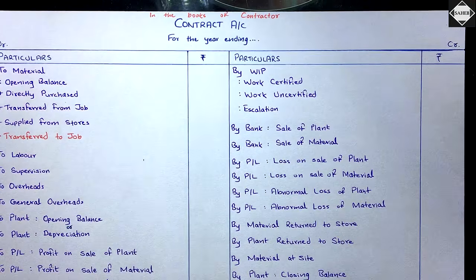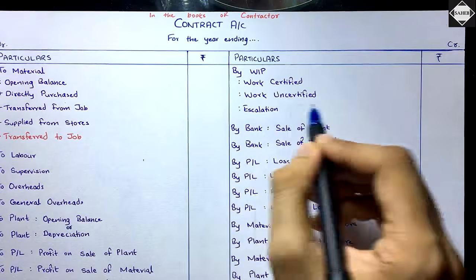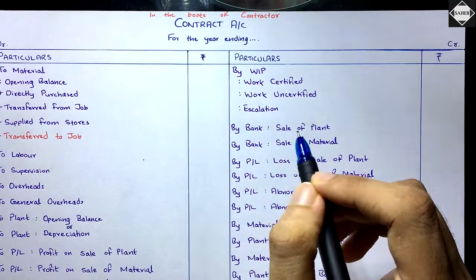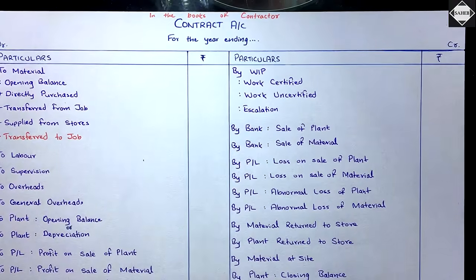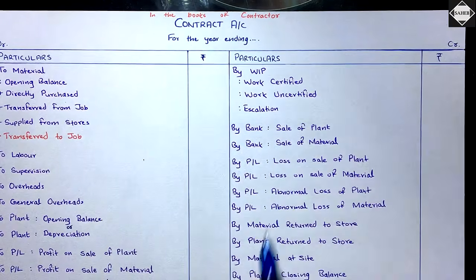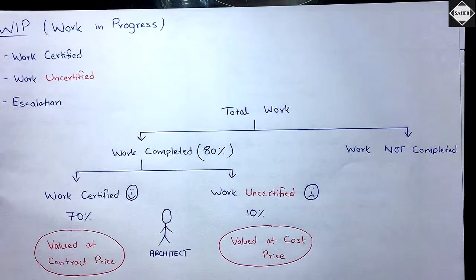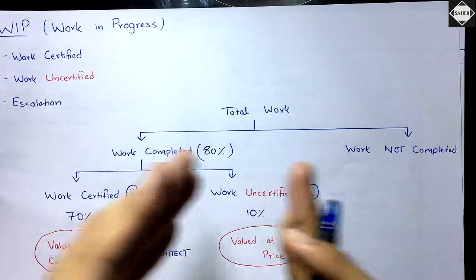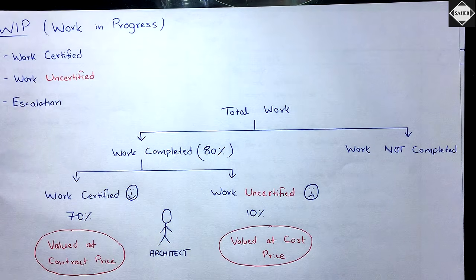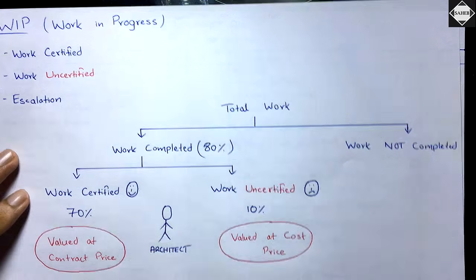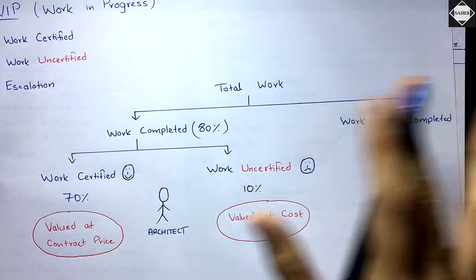Simple. Yeah, now here there are mainly three components of work in progress: work certified, work uncertified, and then this escalation. Now this escalation, we'll discuss later while solving the problem, don't worry. But first here, let's talk about what is work certified and work uncertified. Now see here, what will be happening is at the end of the year, some of the work will be completed and some of the work will not be completed. Whatever the total work is there of the contract, at the end of the first year, just for an example, let's say 80% of the work is completed and 20% of the work is not completed.